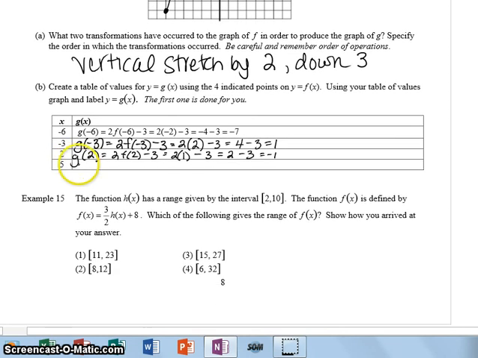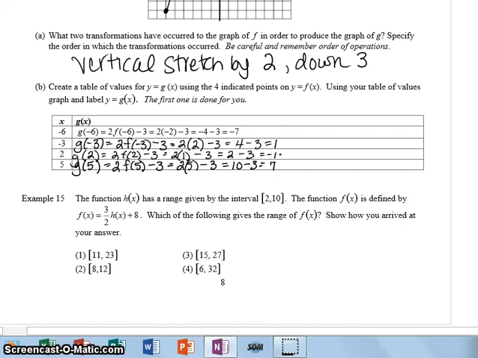So, I mean, you could finish up this last one here. So g of 5 is equal to 2 times f of 5 minus 3. Then you go to your graph, and f of 5 is 5, and then you minus 3, and 10 minus 3 is 7. So those are all the coordinates that we get.